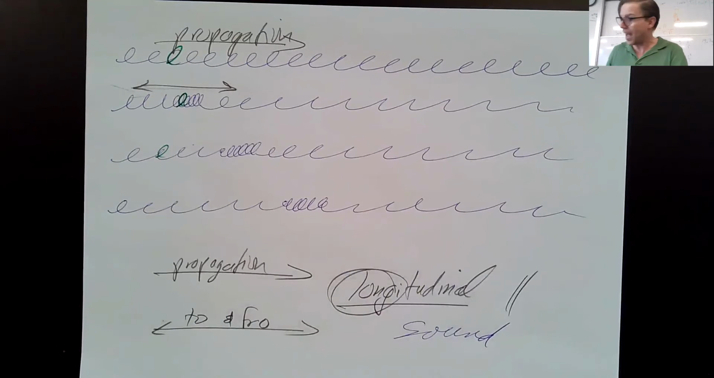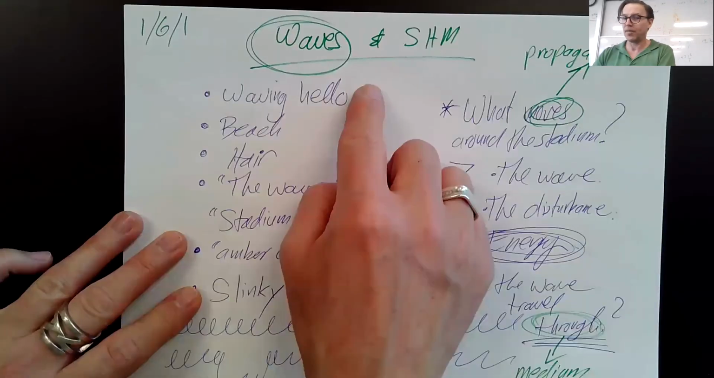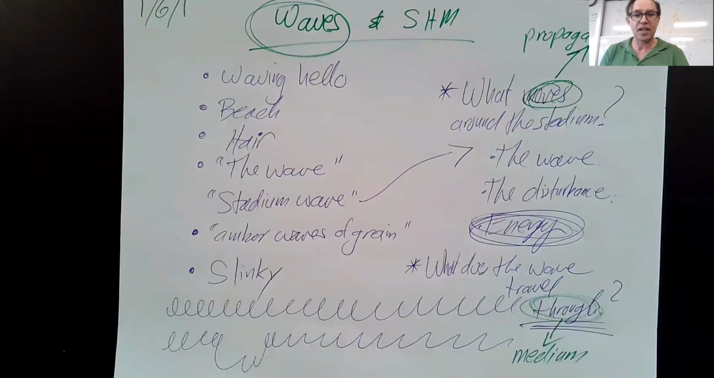All right, that is all I have for you today. That was our introduction to Unit 6 on waves and whatever magical thing this SHM stands for. We've covered a lot of vocabulary, and I did that beautiful example for you with the slinky.